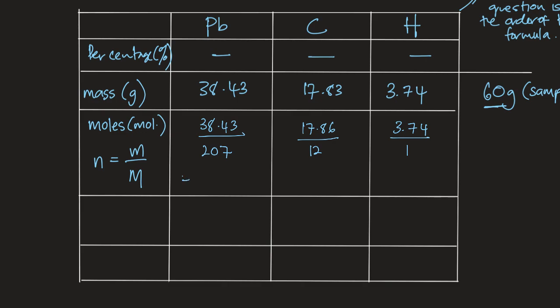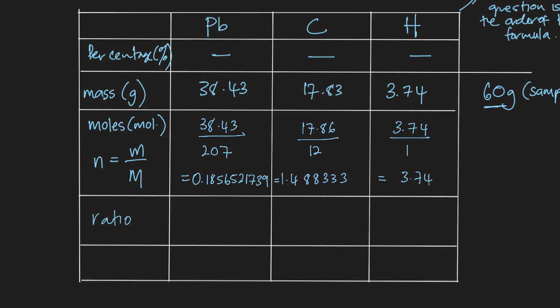And so the first one you've got is 0.1856521739. I'm trying to keep as many decimals as possible. For the second one, it's 1.48333 and so on. And for the last one, it's 3.74. All right, the next thing you need to find is the ratio.